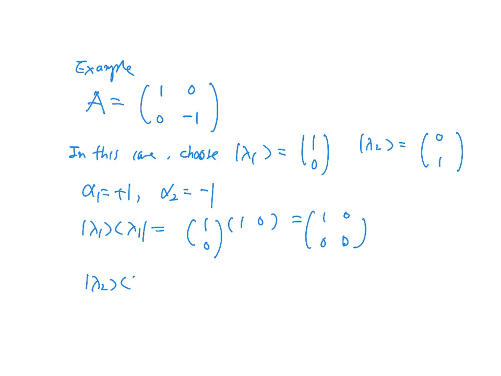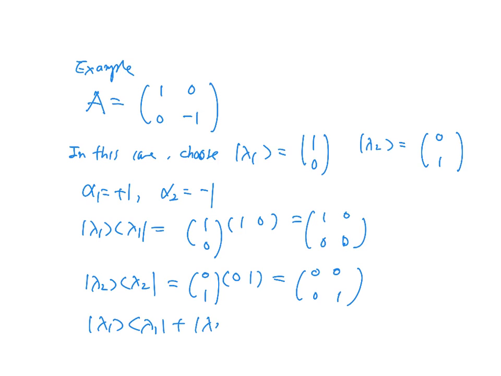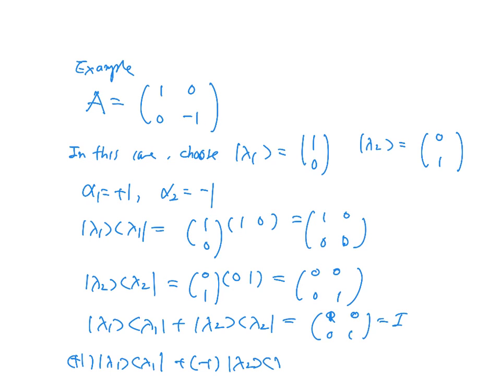Lambda 2 is the matrix 0, 0, 0, 1. So obviously, lambda 1 plus lambda 2 is 1, 0, 0, 1, the identity, right? And plus 1 times lambda 1 plus minus 1 times lambda 2 is 1, 0, 0, minus 1, which is A.